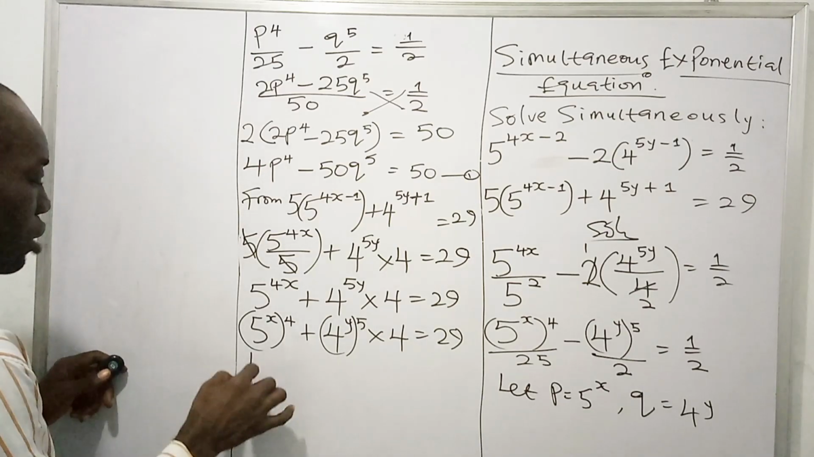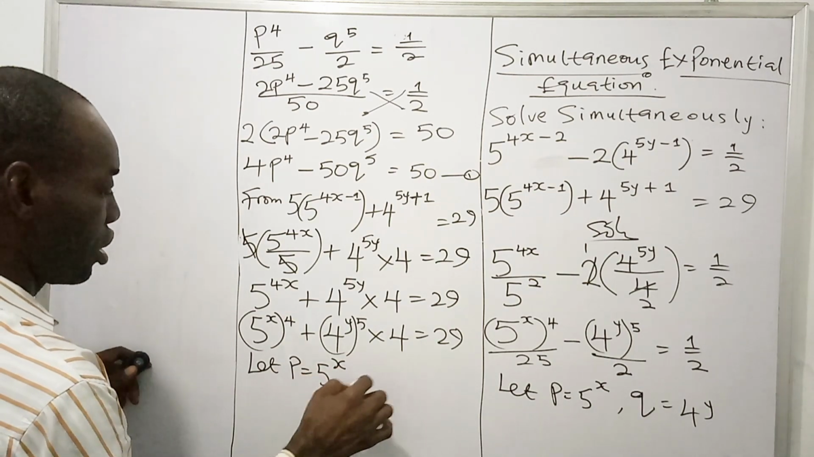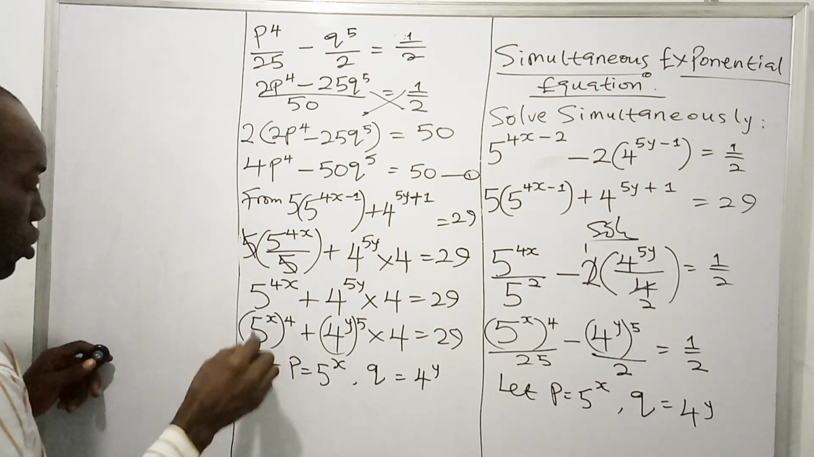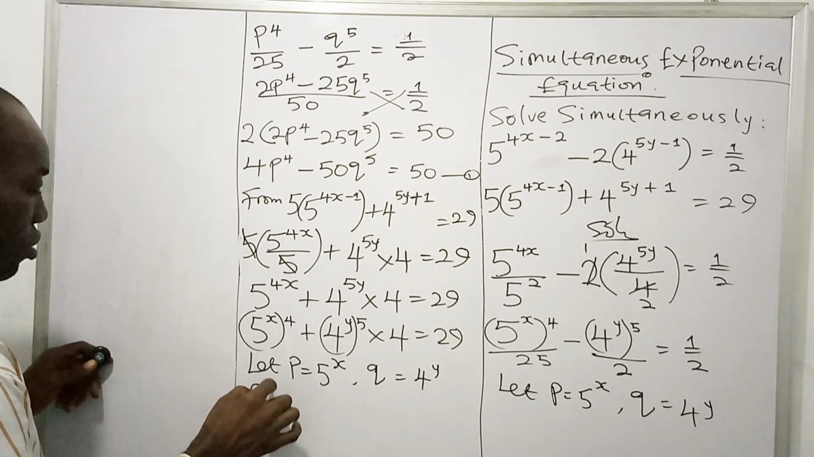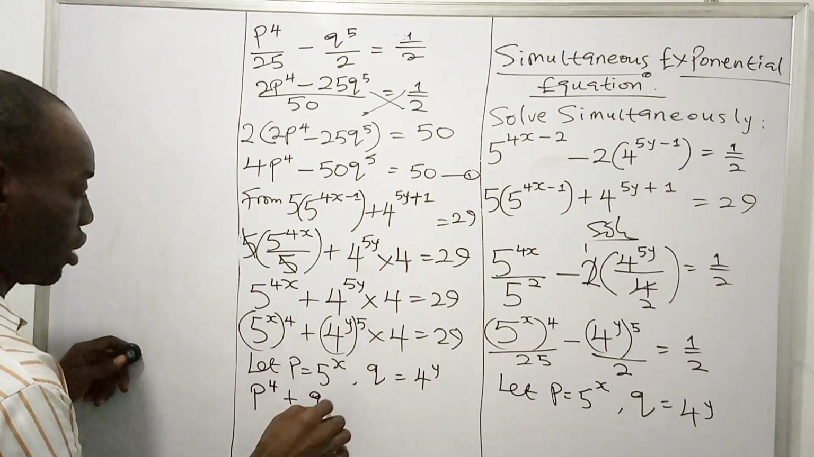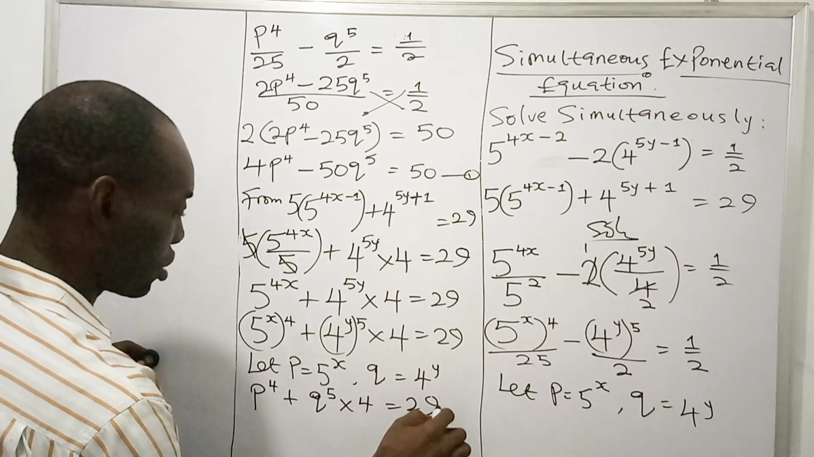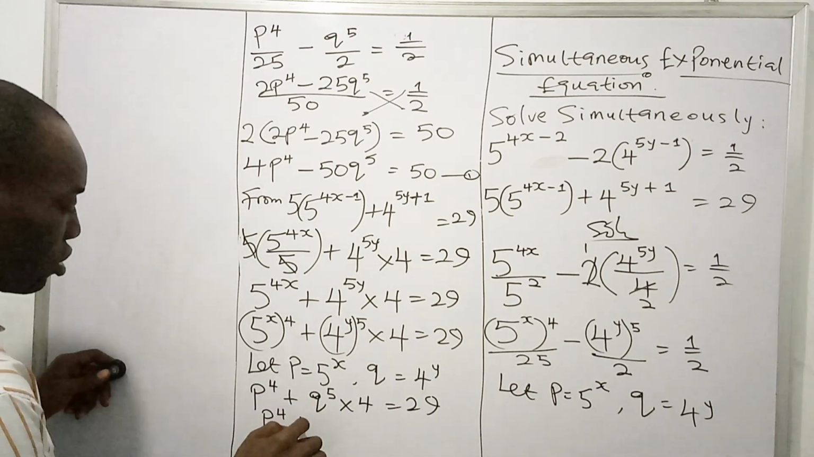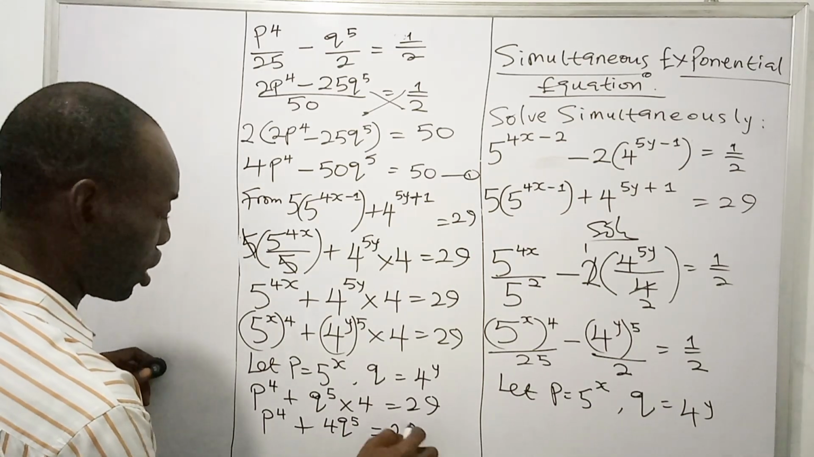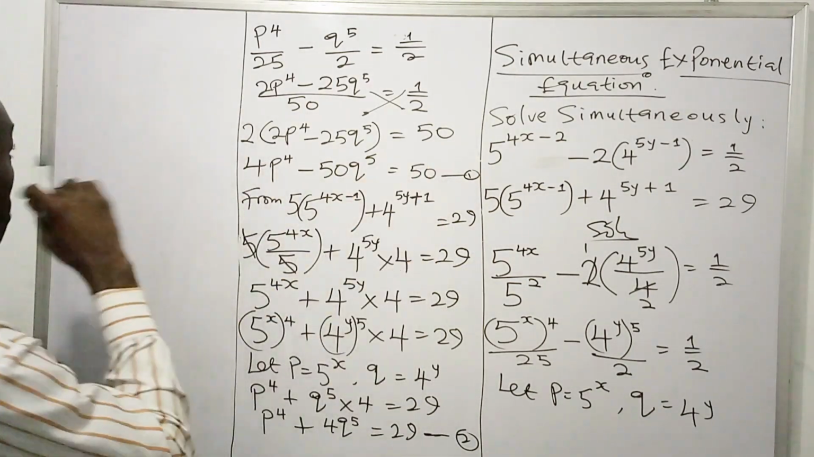Now, using the same variable again like we did for the first equation, let p equal 5 raised to the power x and q equal 4 raised to the power y. Now if we use that to substitute here, we're going to have p to the power 4 plus q, which represents 4 raised to the power y, to the power 5, then times 4 equals 29. If we simplify further, that's p to the power 4 plus 4q to the power 5 is equal to 29. So call this our equation 2.